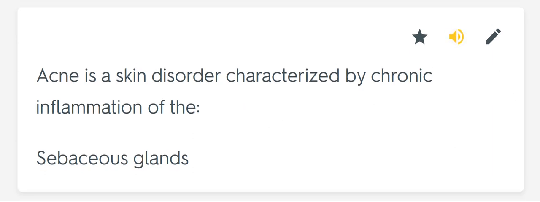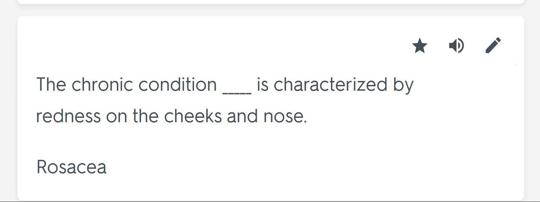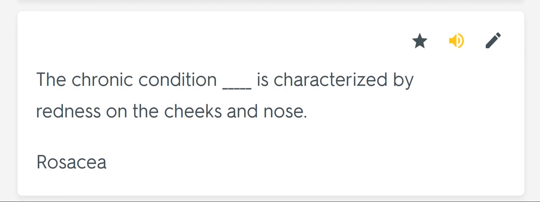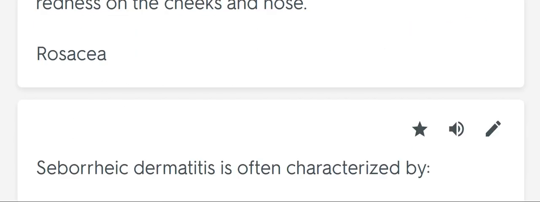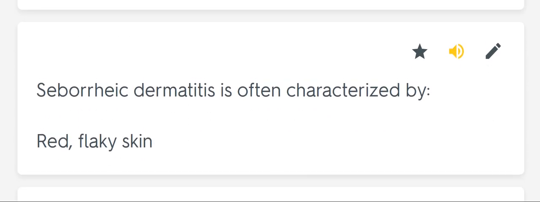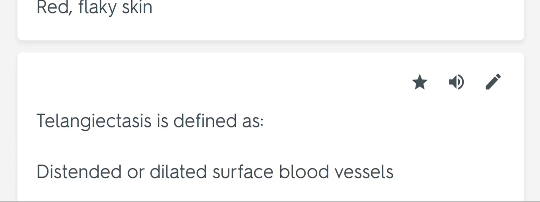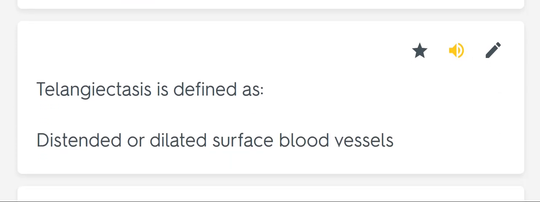Acne is a skin disorder characterized by chronic inflammation of the sebaceous glands. The chronic condition blank is characterized by redness on the cheeks and nose. Rosacea. Seborrheic dermatitis is often characterized by red, flaky skin. Telangiectasis is defined as distended or dilated surface blood vessels.